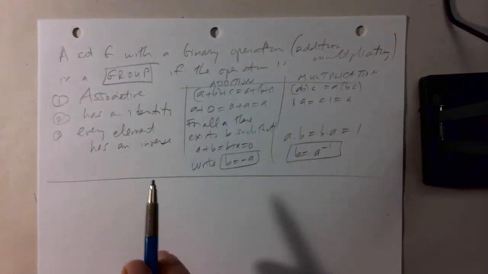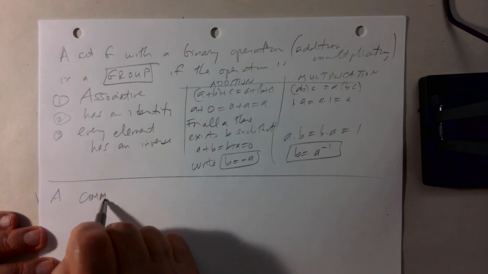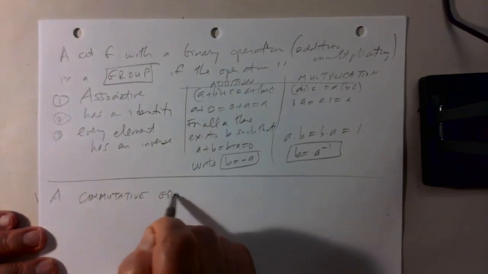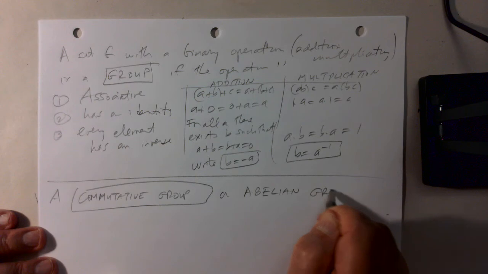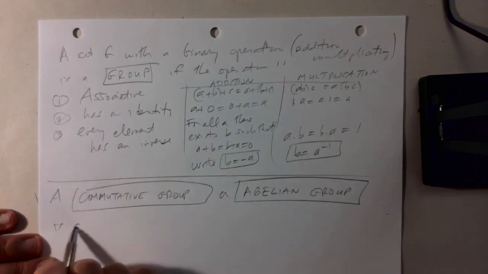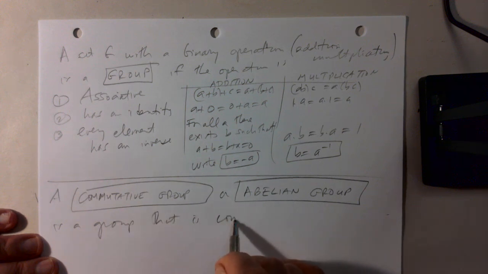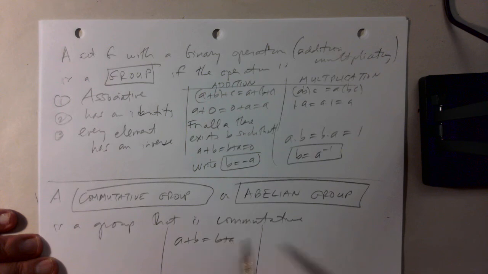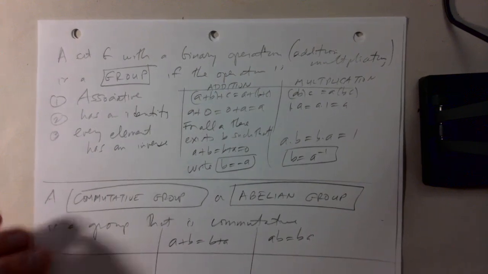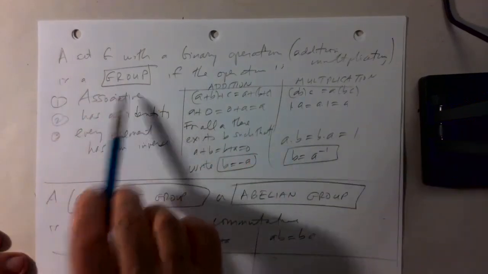So a group satisfies these three properties. A commutative group, also called an abelian group, is a group that also satisfies the commutative rule. It's a group that is commutative. So under addition, A plus B equals B plus A. And under multiplication, we would write A times B equals B times A. So this is the definition of a group and an abelian group.